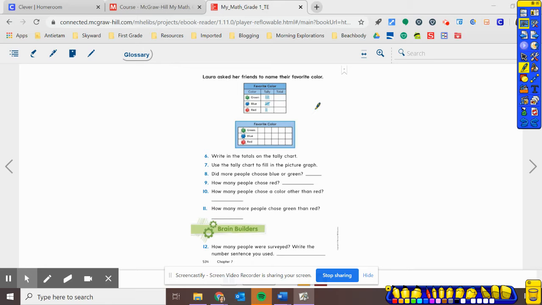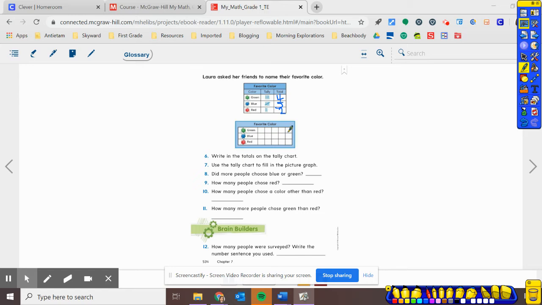All right, so let's see how you did. For green, I see 4 tally marks. So 4 people voted for green. I see a group here. That means there are 5 in that group. So 5 people voted for blue. And 2 marks for red. So 2 people voted for red.